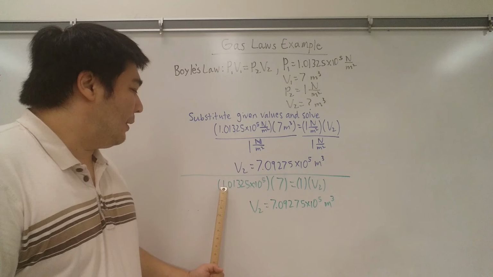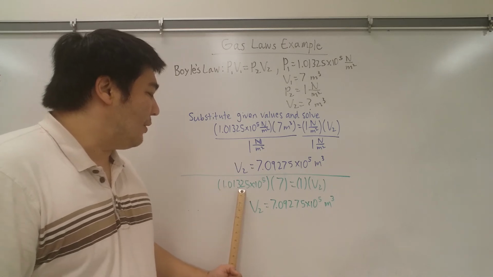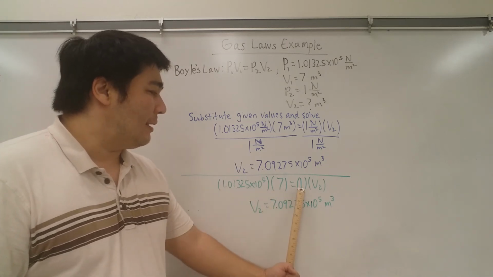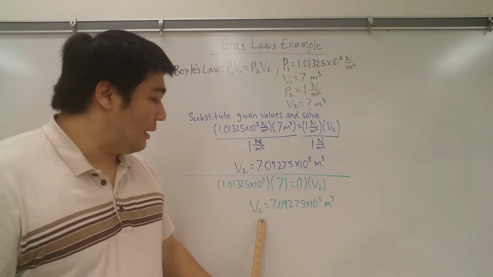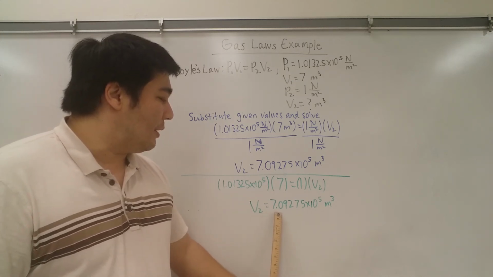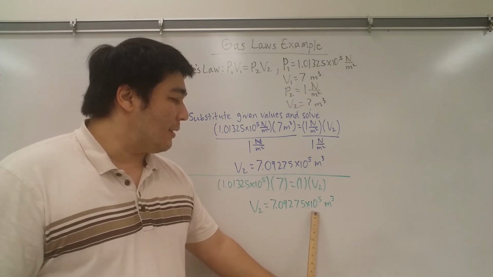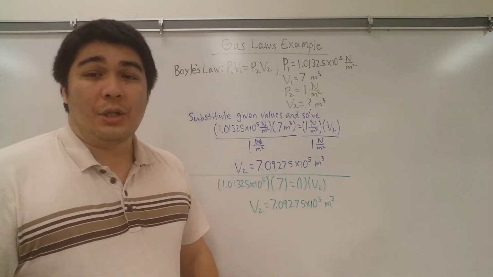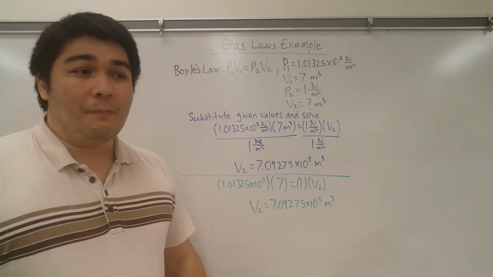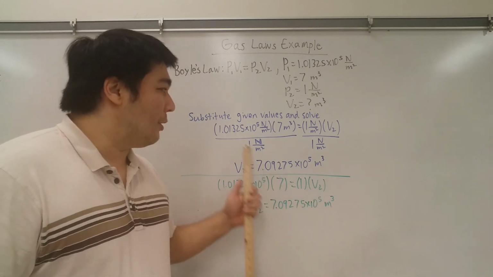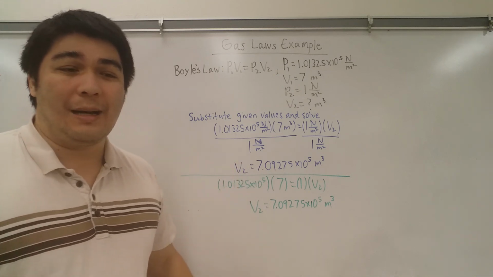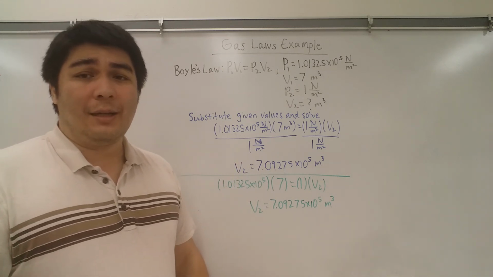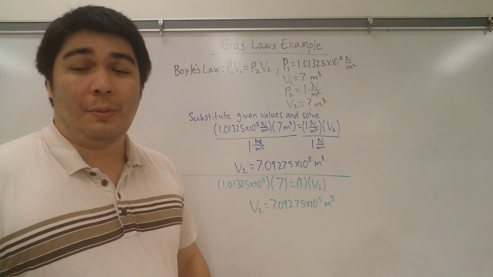So here we go. We're going to plug in the numbers again. 1.01325 times 10 to the 5th times 7 equals 1 times V2. We do some math and we get our same answer. V2 is 7.09275 times 10 to the 5th cubic meters. So hopefully this one looked a little bit easier, mostly because it was contrasted with what was done on top. But that's how to do this problem number 1 from the Boyle's law homework.